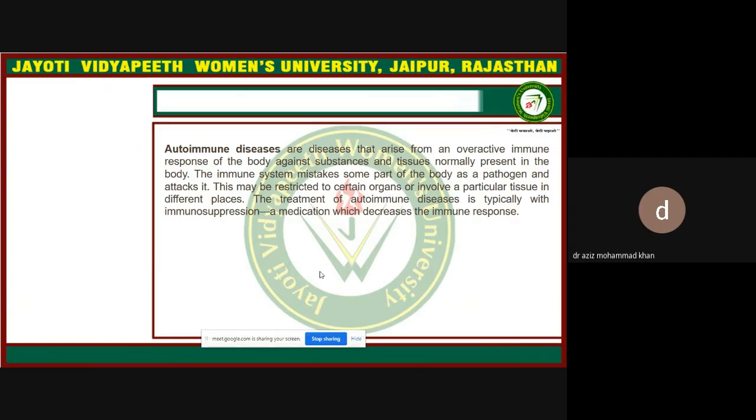Autoimmune diseases are the diseases which arise when the immune system fails and identifies its self particles as non-self. When it identifies the self particle as non-self, some diseases can be caused, which we will discuss in our next topic.